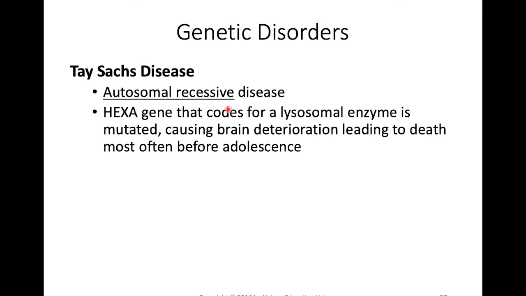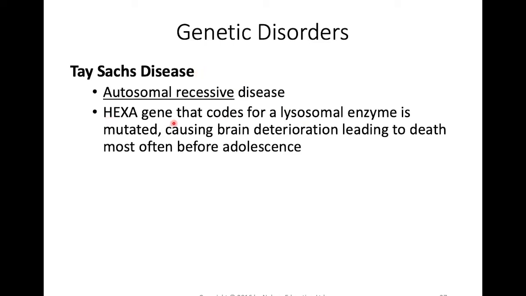Tay-Sachs disease is an autosomal recessive disease. There's a specific gene that codes for lysosomal enzymes. And the HEXA gene that codes for those lysosomal enzymes is mutated. And with Tay-Sachs, this is something that typically can become evident in an otherwise normally developing healthy child. I've read about cases where all of the cognitive gains and development that had been occurring up to that point, the parents started to notice cognitive decline.